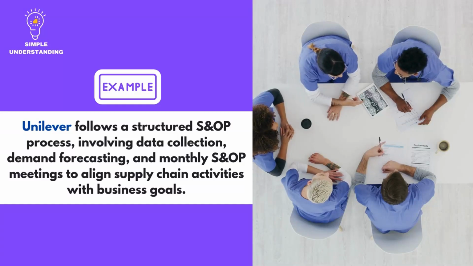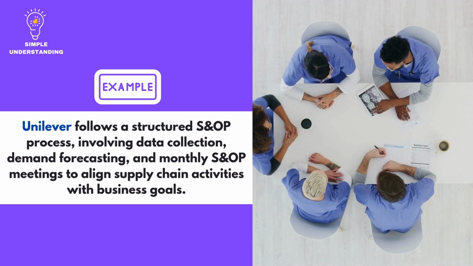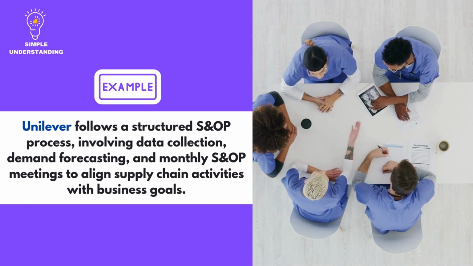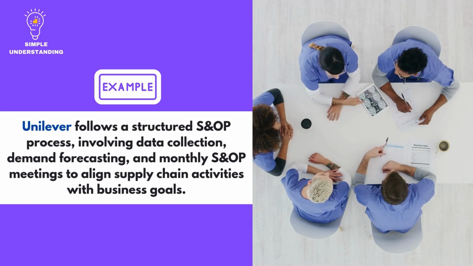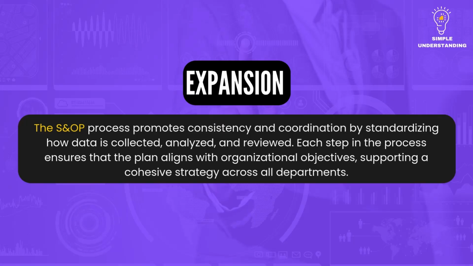Real company example. Unilever follows a structured S&OP process involving data collection, demand forecasting, and monthly S&OP meetings to align supply chain activities with business goals. Expansion. The S&OP process promotes consistency and coordination by standardizing how data is collected, analyzed, and reviewed. Each step in the process ensures that the plan aligns with organizational objectives, supporting a cohesive strategy across all departments.